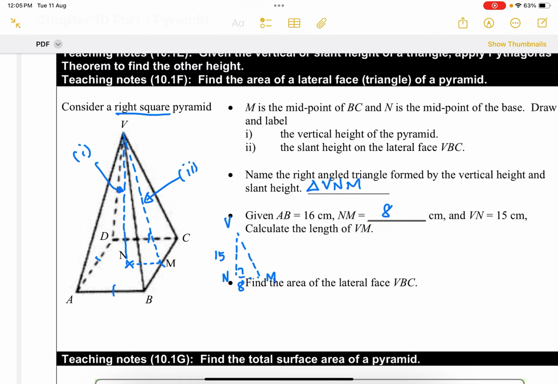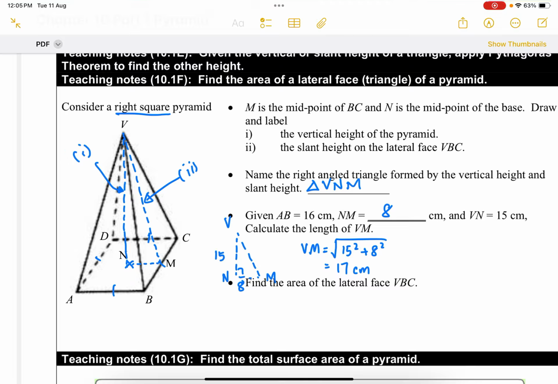So that reminds us of our Pythagoras theorem, which can be used for all right angle triangles. So our VM is going to be the square root of 15 squared plus 8 squared. You can work it out from the 8 squared plus 15 squared equals VM squared. Then subsequently, you still need the square root. And now, in one step, we get the length of the slant height to be 17 cm.